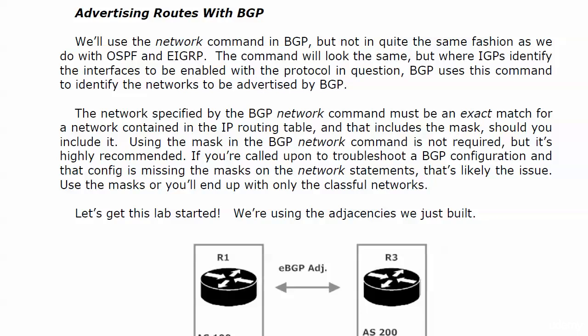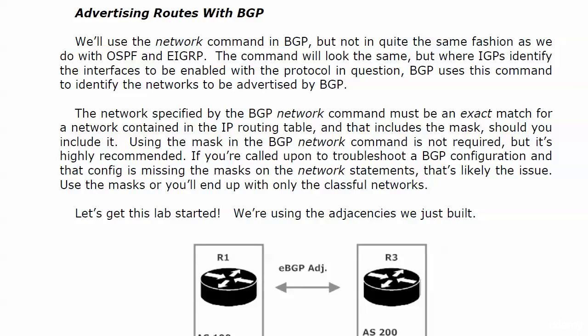With a couple of pairings in place, let's get ready to do some advertising of routes with BGP. And of course, we'll have to create a route or two to advertise as well. Now, we are going to use the network command in BGP, but not quite in the same fashion as we did with OSPF and with EIGRP. The command is going to look much the same.